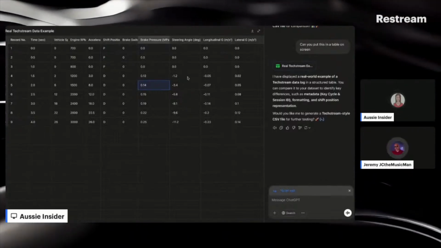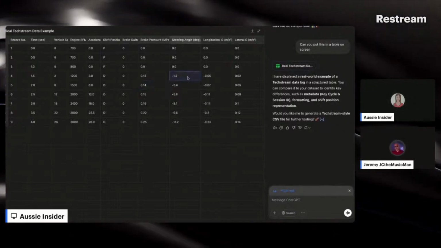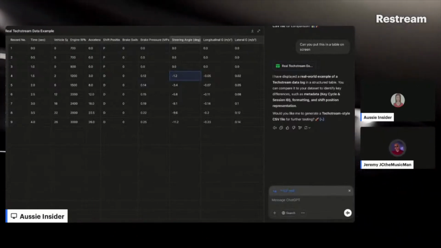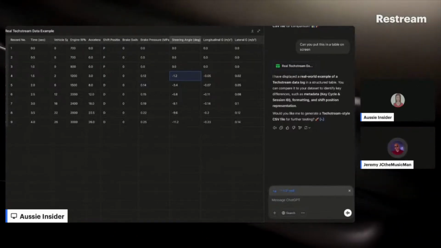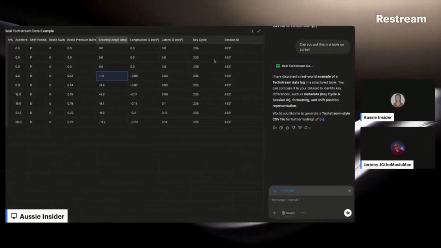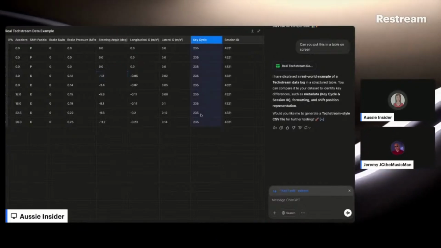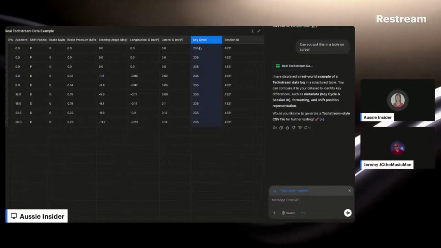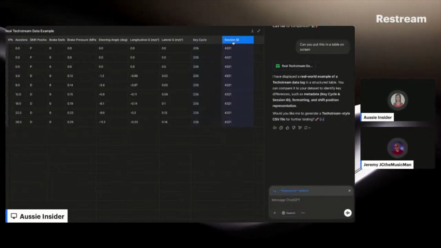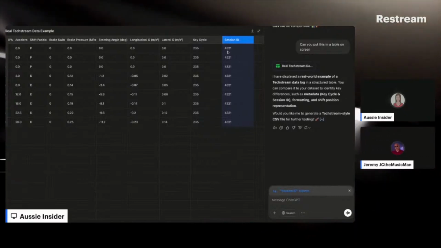So the steering angle, and normal. You made a good observation yesterday that the steering wheel always goes further than the wheel. Here are the two columns we're missing. We're missing what key cycle this was on, and we're missing what the session was for this record.